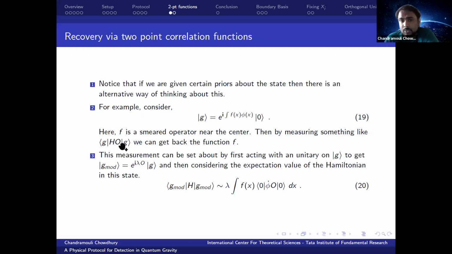H is, again, the total Hamiltonian, which lives on the boundary, and O is the boundary value of the scalar field. You can write this down in a more physical way, by measuring the expectation value of H in the state G modified, which is defined in this manner. You can see that will give you this, and then by some formal arguments, you can again reconstruct F. So this is how it might work in gravity if you're told that the state is of this form.